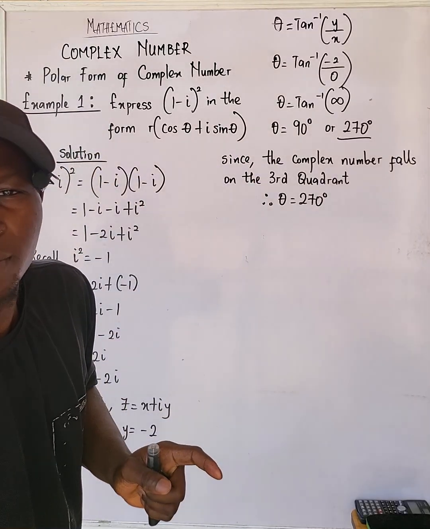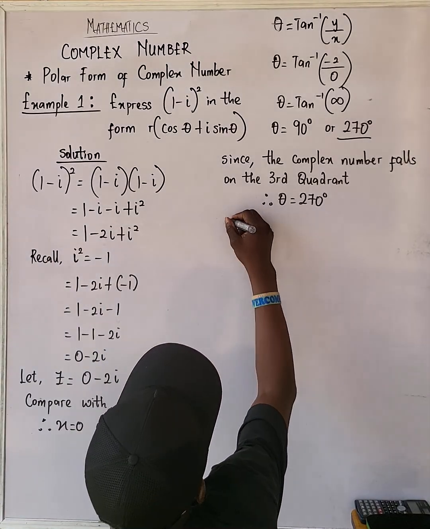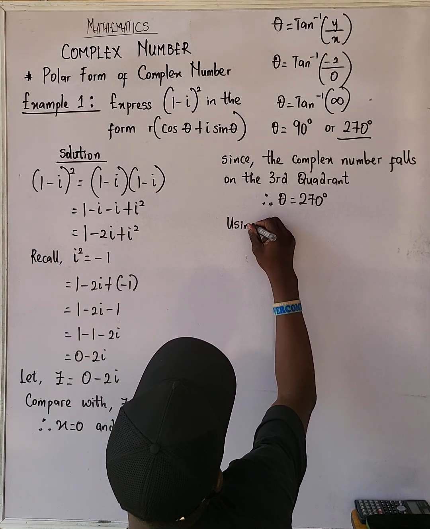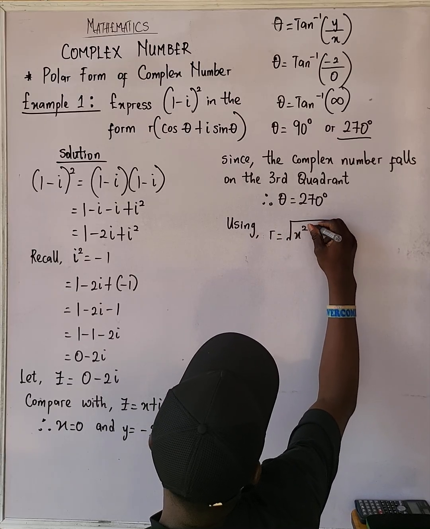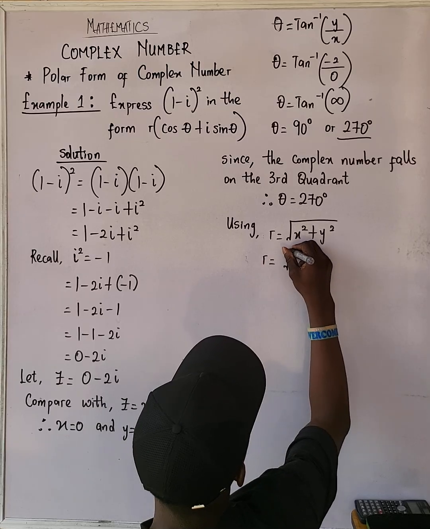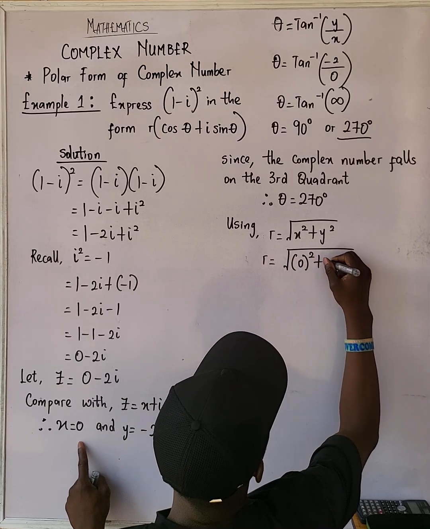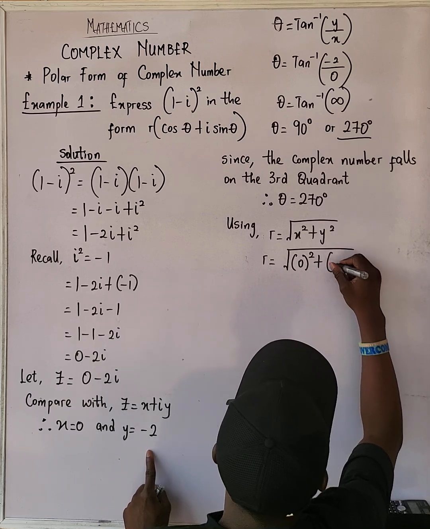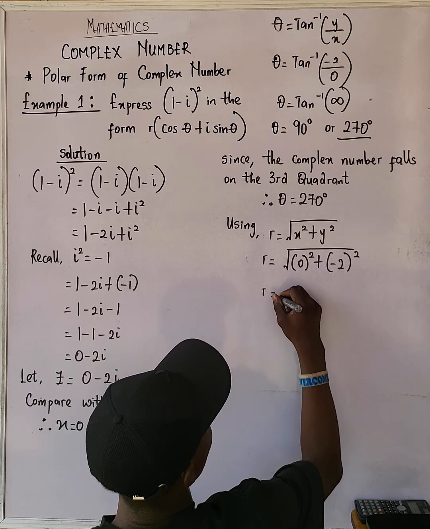Now that is that on theta. Now let's go for what? Let's go for the magnitude, which is r. So how do you get the r? Using, what is the formula? Using r equals square root of x squared plus y squared, right? This is the formula we proved in the previous video. Now what's our x? 0 square plus what's our y? You put it in bracket, -2 square. You have to put it in bracket too, so that you do not have issue.